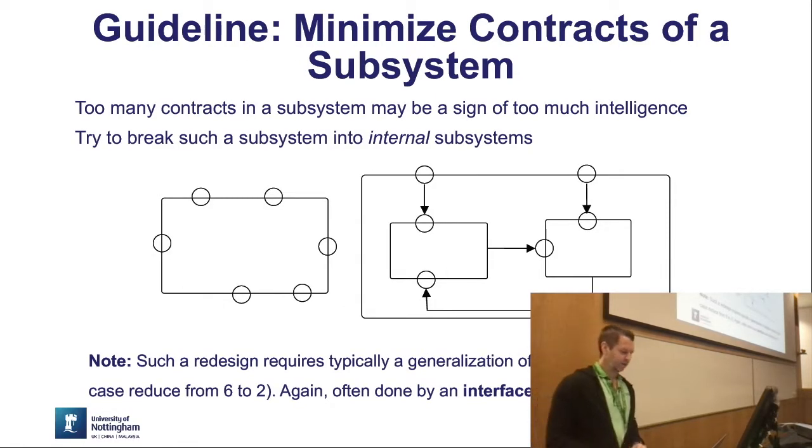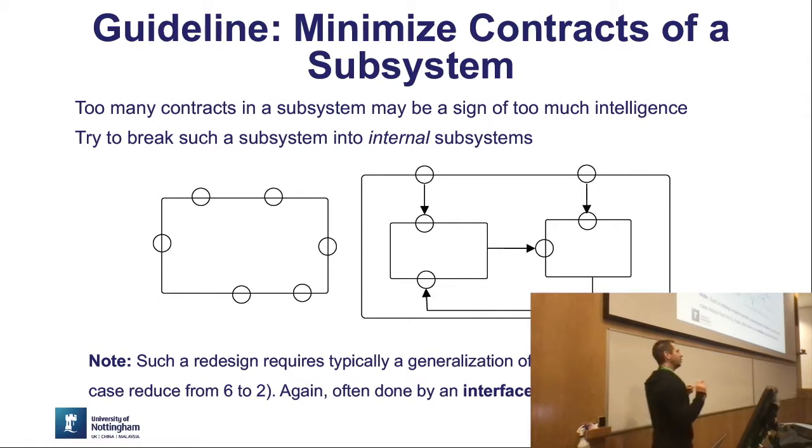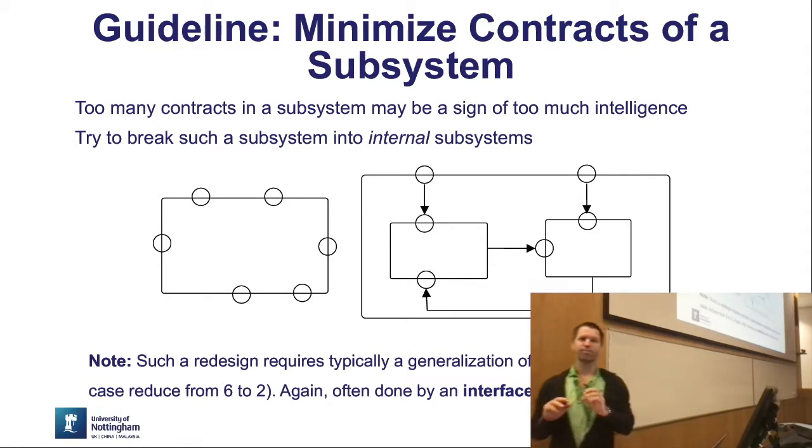And here's another example of that visually. Here's a subsystem with 1, 2, 3, 4, 5, 6 contracts being redesigned into two contracts with the subsystem, and then the other contracts are delegated to classes inside the subsystem. So it makes the pattern of communication simpler, right? The outside view of that system is much simpler now.